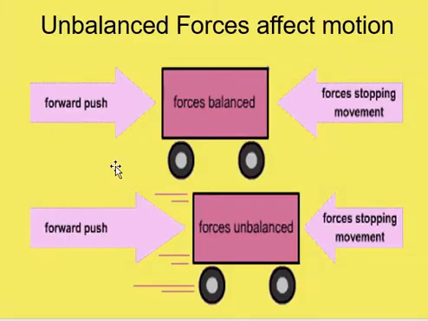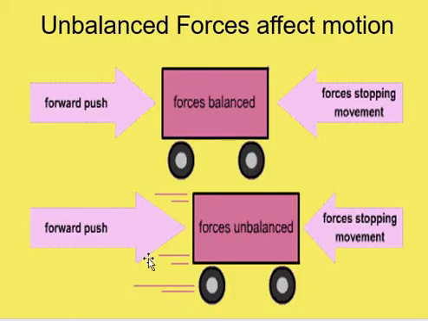Having a look here at the two objects, if this one is stationary and the two forces acting in opposite directions are equal, it will remain stationary. And if this object is already moving, and the two forces are equal in both directions, it will travel at constant velocity. If one force is greater, like shown by this arrow, and this force is less, you're going to have an acceleration, an increase in the velocity.